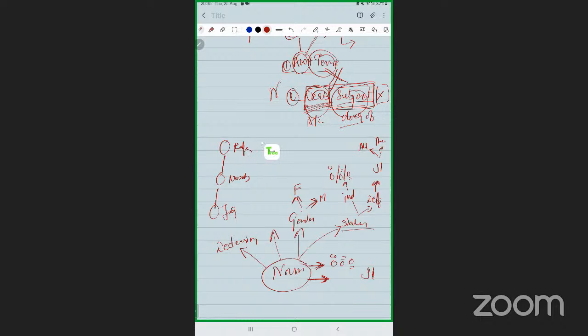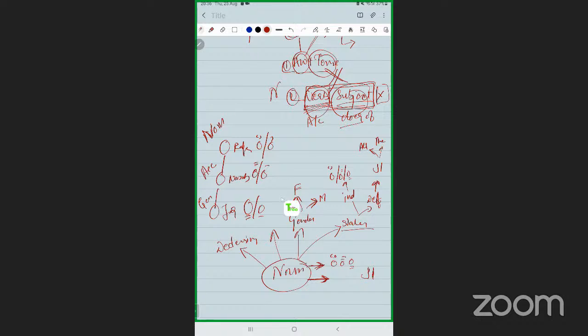Rafa can be identified by tanween of dhamma or dhamma itself. Nasab can be identified by tanween of fatha, yani fathatain or fatha itself, and jar by kasratain or tanween of kasra or kasra itself. In English, rafa is called nominative case, nasab is called accusative case, and jar is called genitive case.